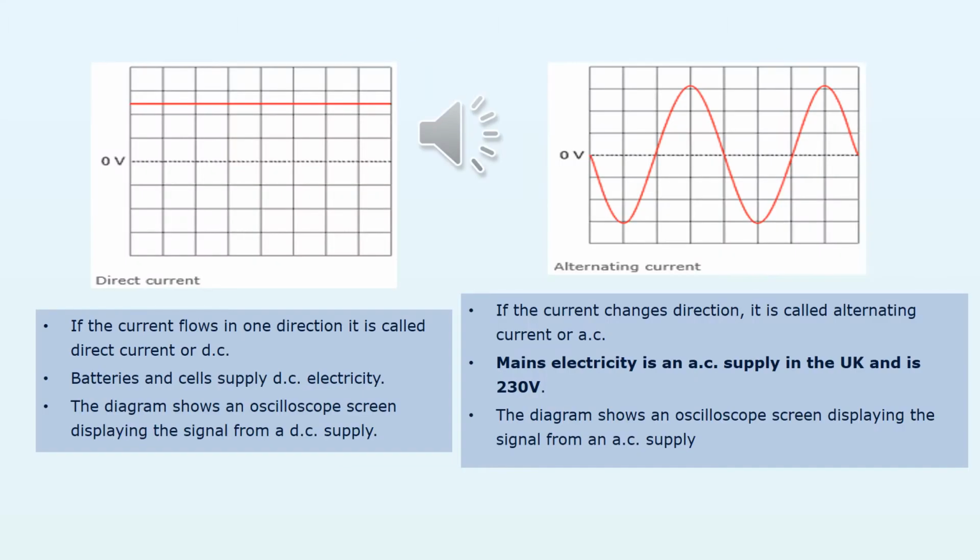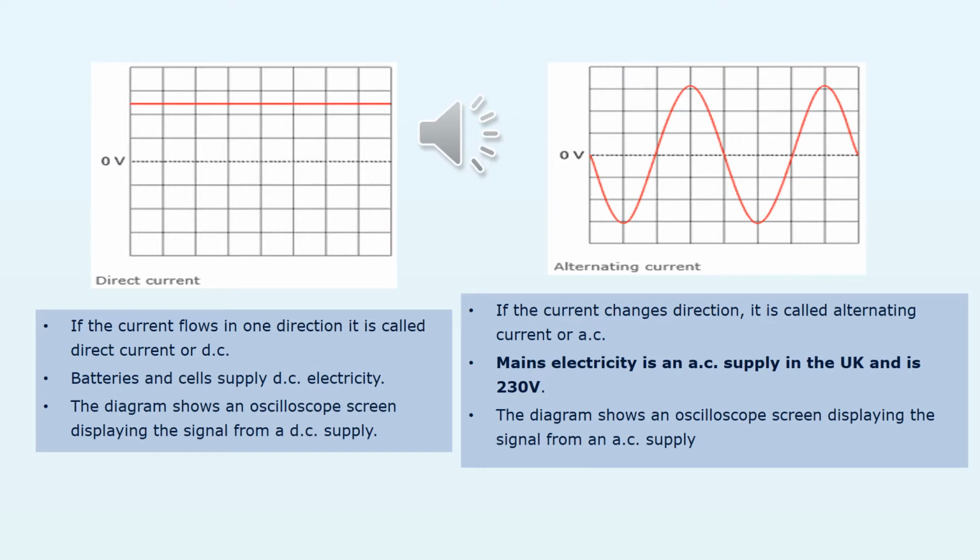So we have two types of current: direct, goes in one direction, and alternating, which means it goes back and forward. Most mains in the UK are alternating current. The mains in the UK for electricity is 230 volts. And when we use DC, direct current, that is just for things like batteries and cells. So normally we are using mains electricity, which is alternating current, which is what we are looking at today.